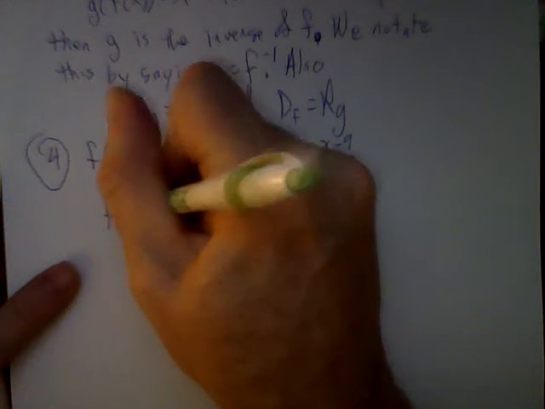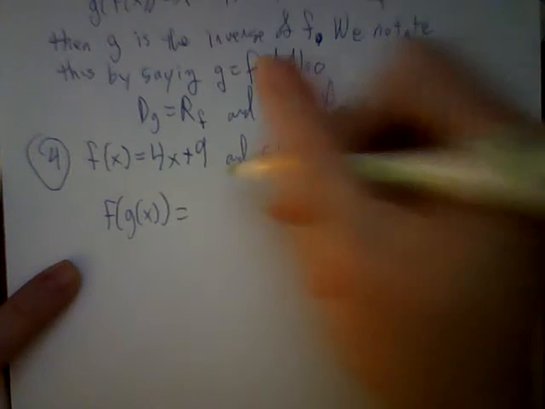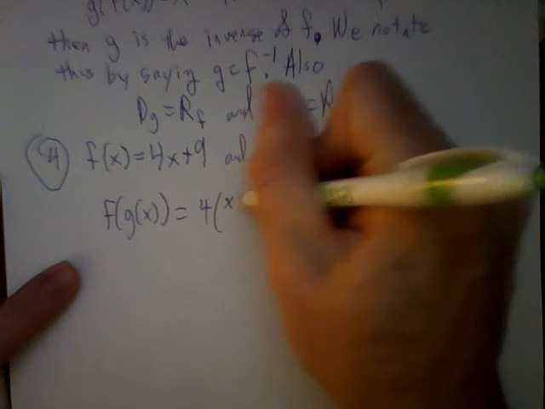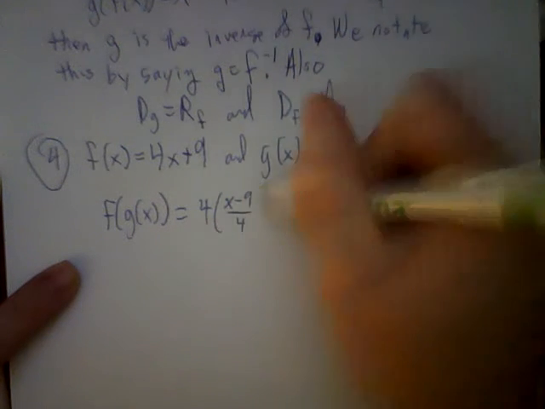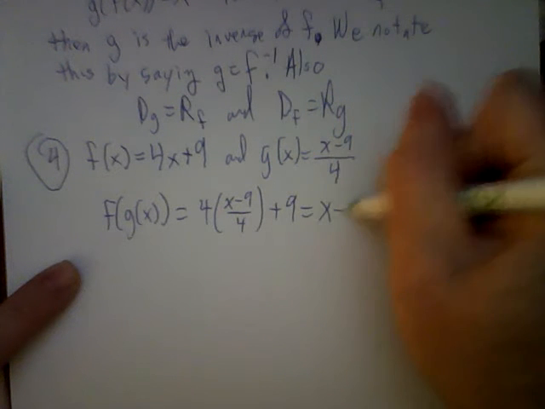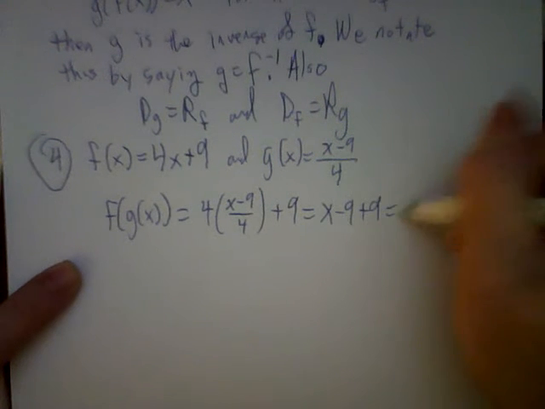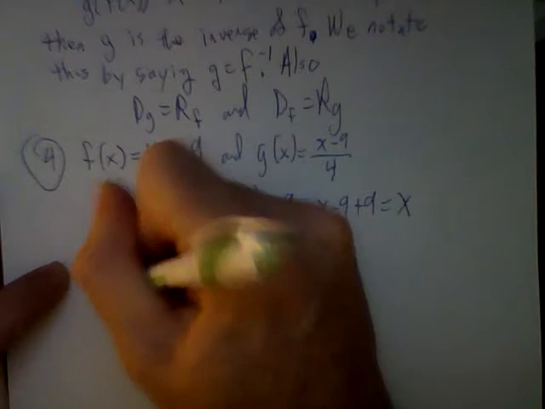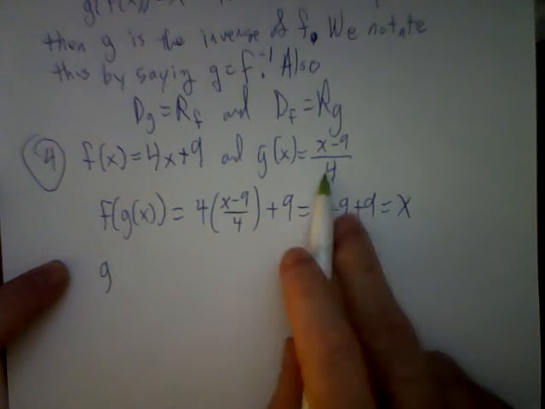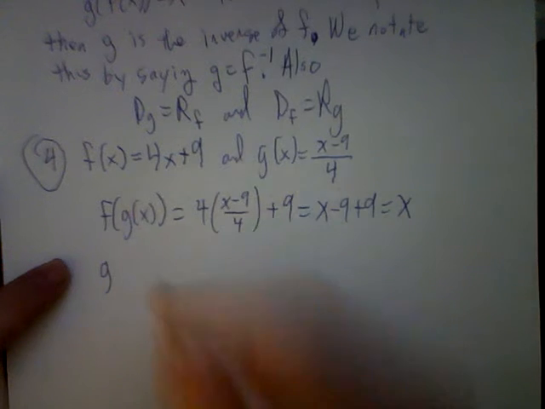So you'll have f of g of x, and it just comes down to algebra basically. So you're putting g of x inside of here. So x minus 9 all over 4 plus 9 equals x minus 9 plus 9 equals x. And then that'll work for all x in the domain of g. There's just no issues. Okay?